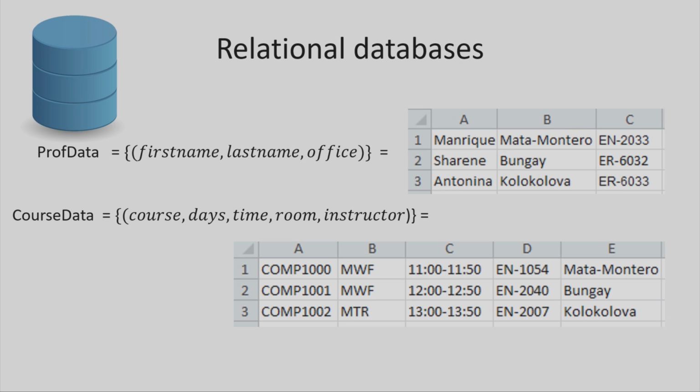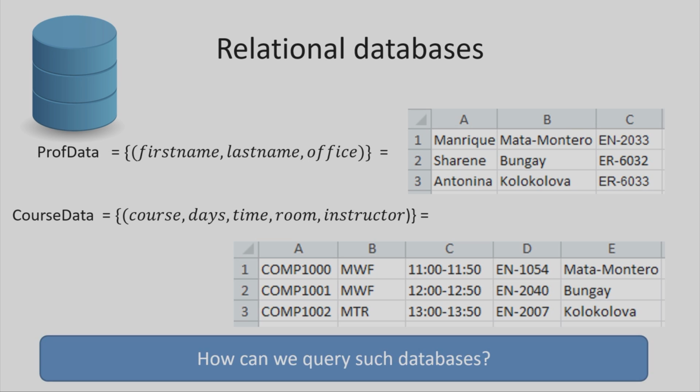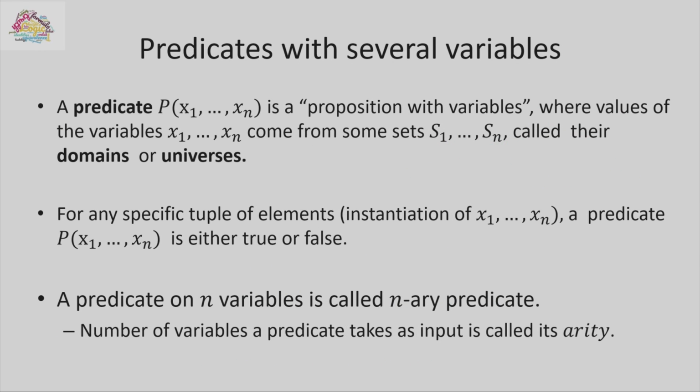And it will represent all the courses, for example, offered at a given time. So now, again, we need logic. We need logic to query such databases. And for that, we will need to extend our notion of predicates a little bit to allow us to have predicates with several variables, not just one.